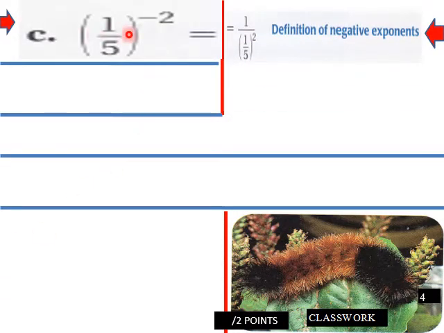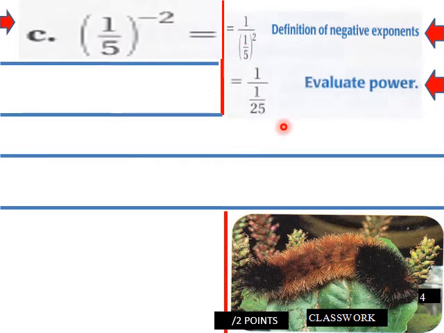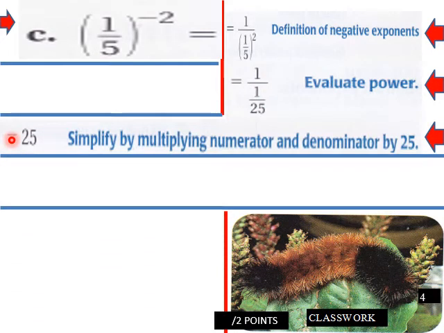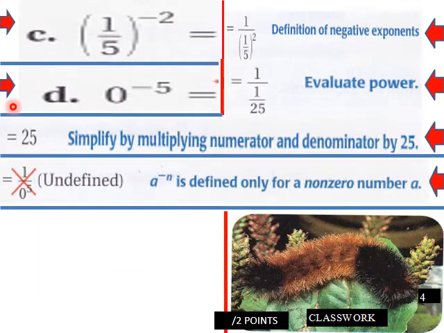Okay, what about c, 1/5 to the negative 2nd power. It would be 1 over (1/5) squared, which would be 1 over 1/25, which would be 25. We're doing the math there. And then 0 to the negative 5th power is undefined. A to the negative n is defined only for a nonzero number a. A is not 0, so it's undefined.